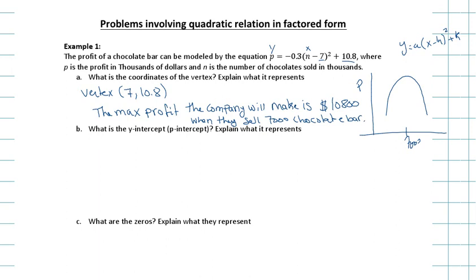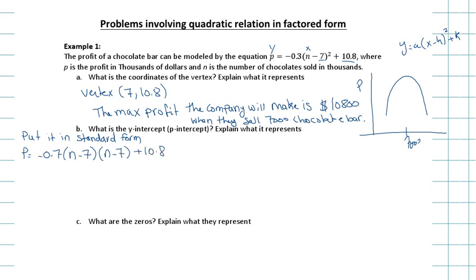So let's put it in standard form. To put it in standard form, what's the first step that I want to do? Write n minus 7, so clone it, write it twice. Okay? So that's the first step. What do I do after that?